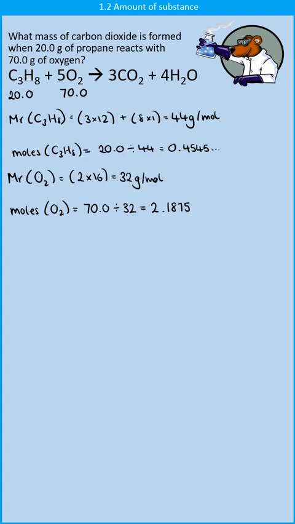Now that isn't as straightforward as just saying, well, which one have we got less of? Because in this particular reaction, they're not reacting in a 1-to-1 ratio. So I now need to look at that chemical symbol equation. And I can see from that they're reacting in a 1-to-5 ratio. So in other words, if I have 1 mole of propane, I need 5 moles of oxygen. If I have 10 moles of propane, I need 50 moles of oxygen. So that's what I'm looking for.